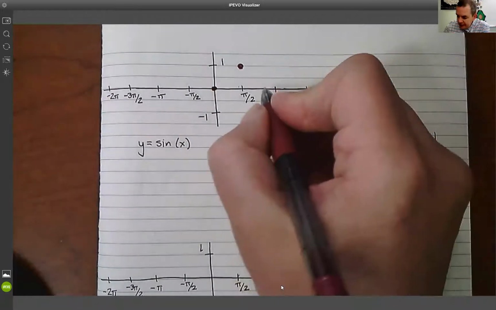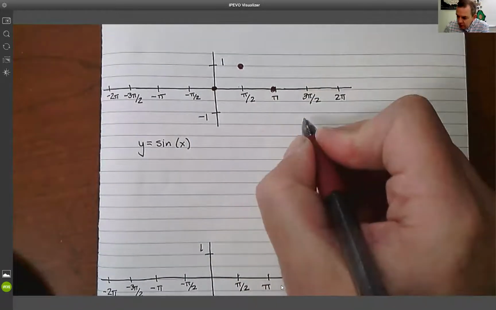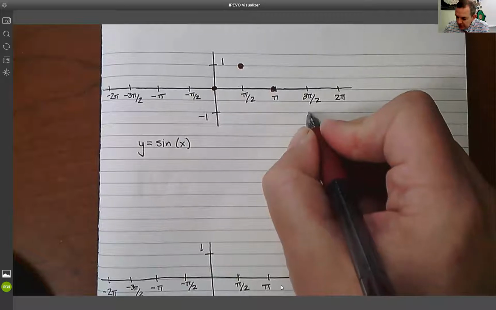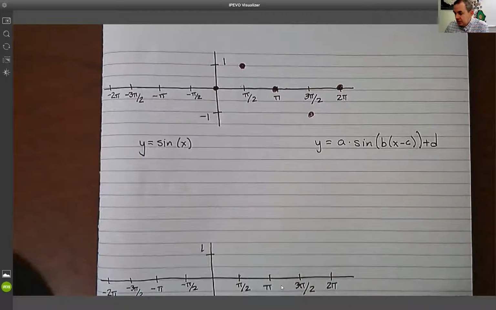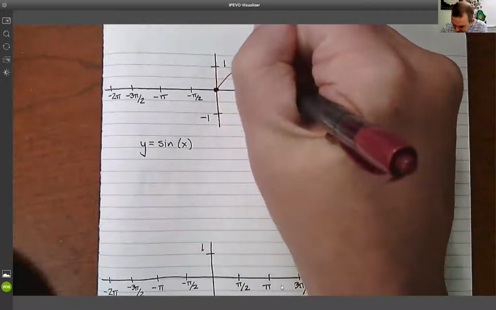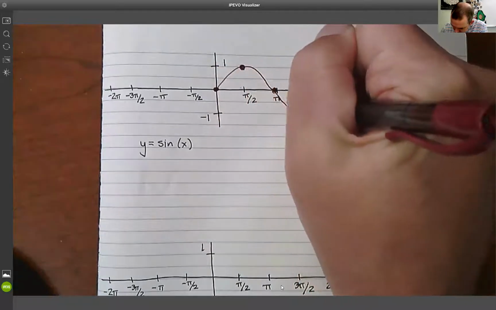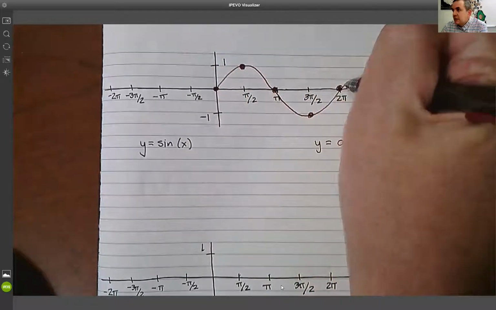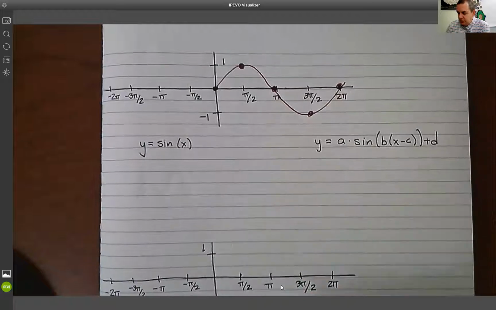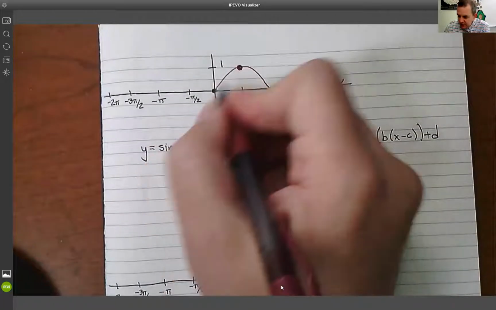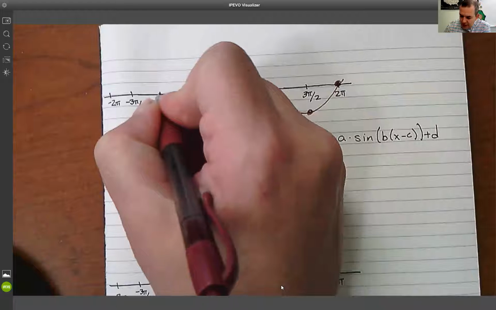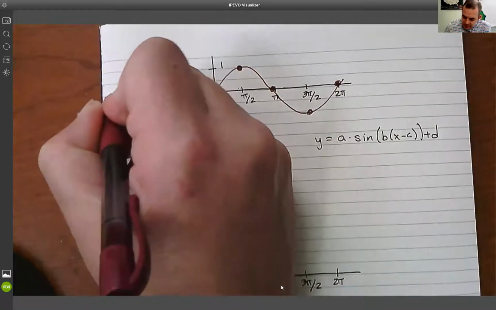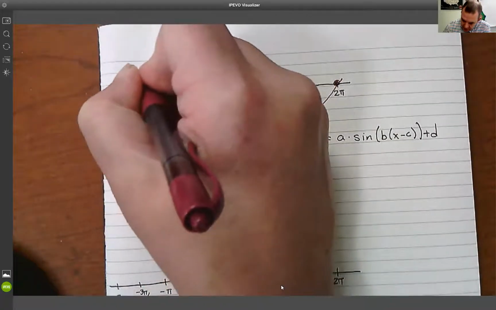When I'm at pi, I'm back to 0. When I'm at 3 pi over 2, I'm at -1. And when I'm at 2 pi, I'm back to 0. So this is what a sine curve looks like. It kind of goes like this, through all the points. And actually it is kind of mirrored. There's a cycle to it and it keeps going over here. So we actually have a sine curve that looks like this.